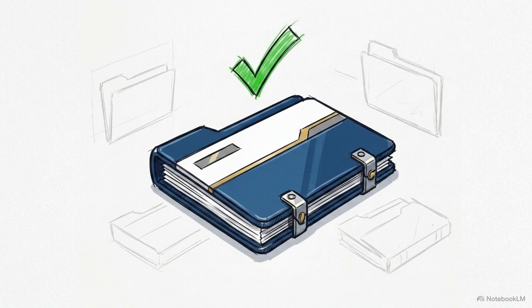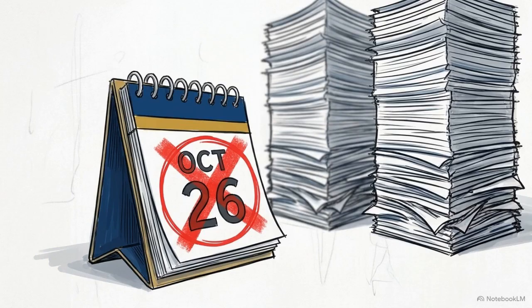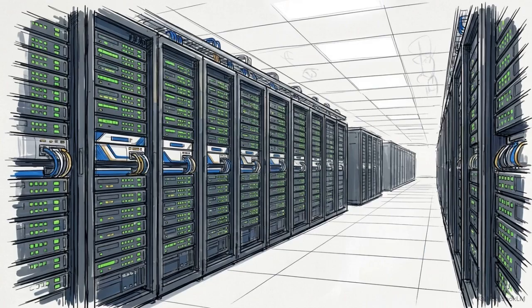Before we begin, you need two things. Your source billing documents must already be generated, and you must know your specific invoicing process code. Relying on manual, sequential processing will cause you to miss your billing service level agreements. An automated mass run is the only practical way to handle enterprise scale.